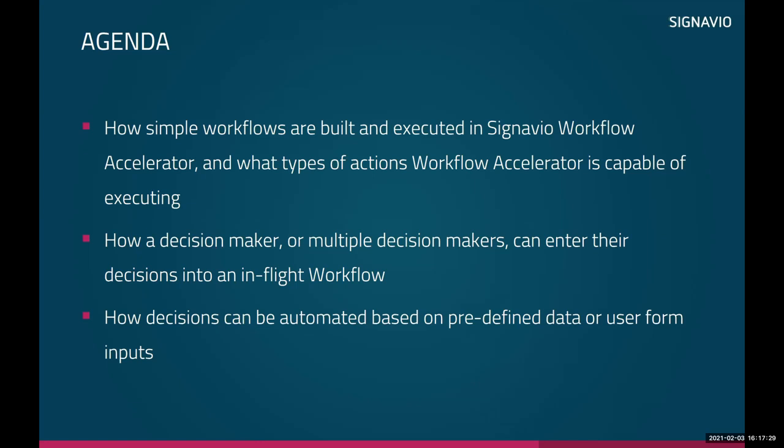We'll talk about how a decision maker, or multiple decision makers in some cases, may enter their decisions into an in-flight workflow, thus impacting the flow of the process, right? Based on their decisions, certain actions will be carried out or excluded. And we'll also see how decisions can be automated based on predefined data or user form inputs, right? So every time a decision has to be made, we don't necessarily need to have someone manually making that decision. It can sometimes be automated, right? So we'll take a look at that as well.